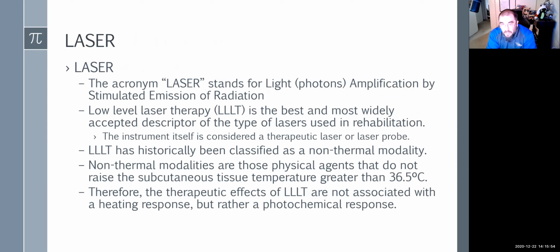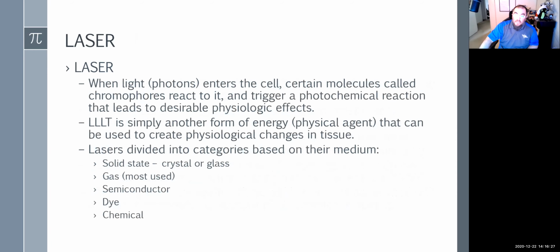In physical therapy, most of the time we're going to deal with low-level laser therapy or low light laser therapy, meaning there's not a lot of light to it. The instrument itself is considered a therapeutic laser or a laser probe. It's been historically classified as a non-thermal modality, meaning it doesn't produce heat, right? Non-thermal modalities are those physical agents that do not raise subcutaneous tissue temperature greater than 36 degrees Celsius, or warmer than body temperature, right? So that means that laser itself is not responsible for a heating response, but a photochemical response.